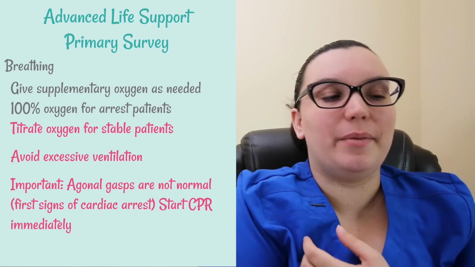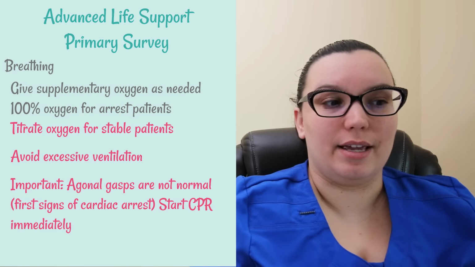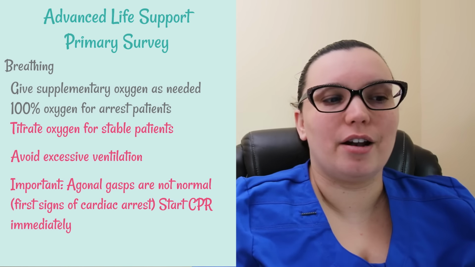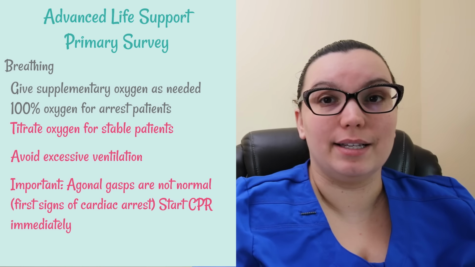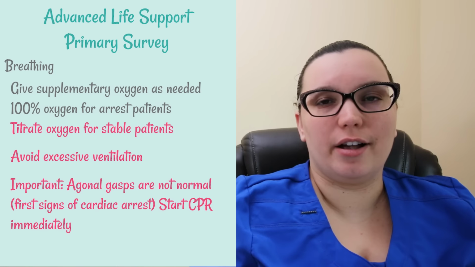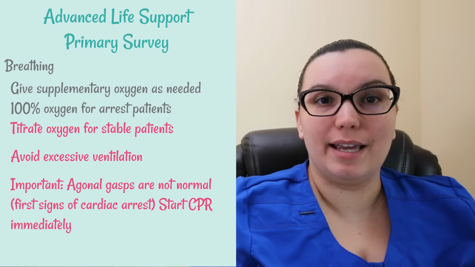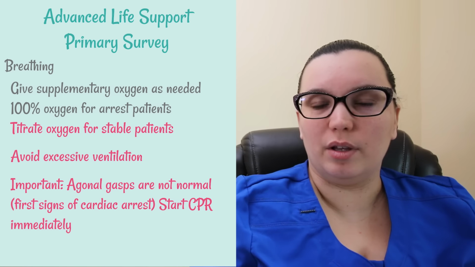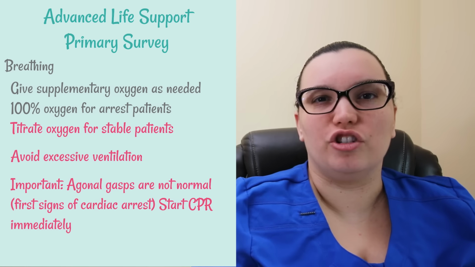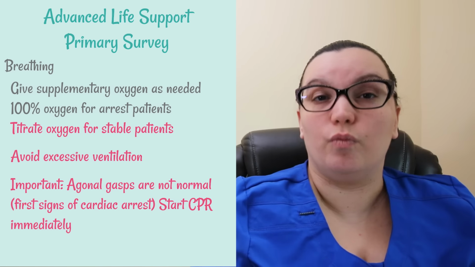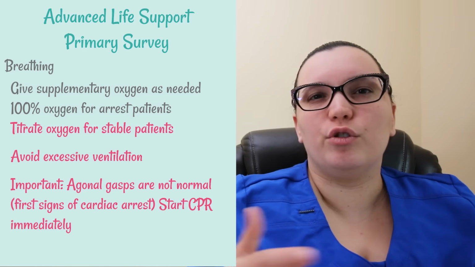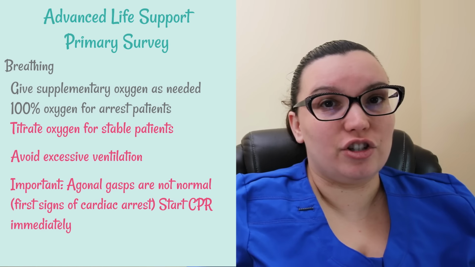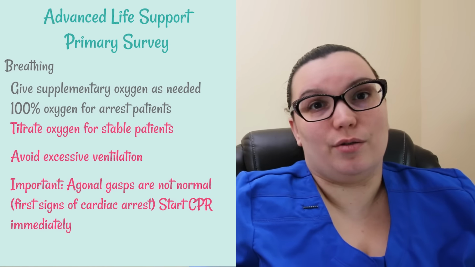So moving on in our primary survey, we're going to go on to breathing. You're going to give supplemental oxygen as needed, really 100% oxygenation for those that are in arrest. And you want to titrate the oxygen for stable patients. If a patient is stable, they have a pulse, they're breathing, but their oxygenation is a little bit low, obviously you want to give them oxygen and just titrate it until you reach what you need to reach, usually equal to or greater than 94% oxygenation. You want to avoid that excessive ventilation that we talked about earlier because that's no good to anybody.